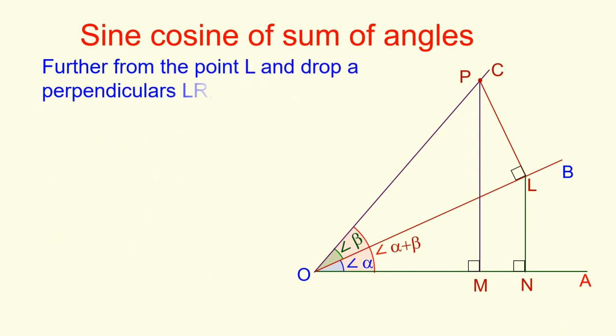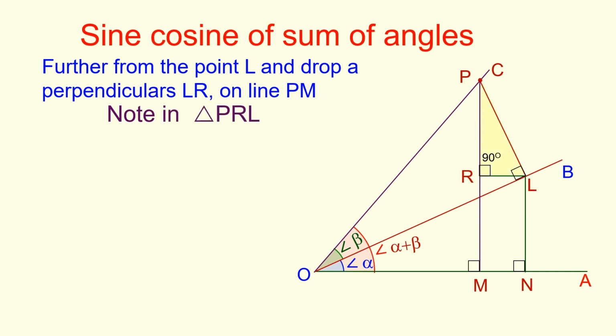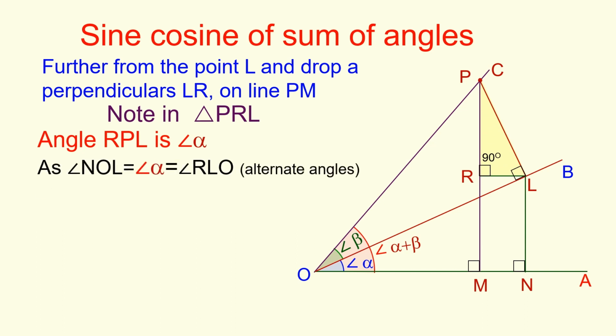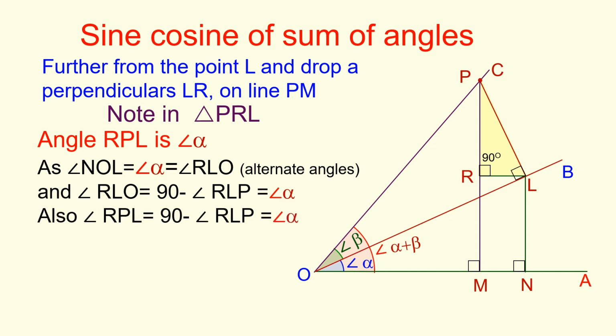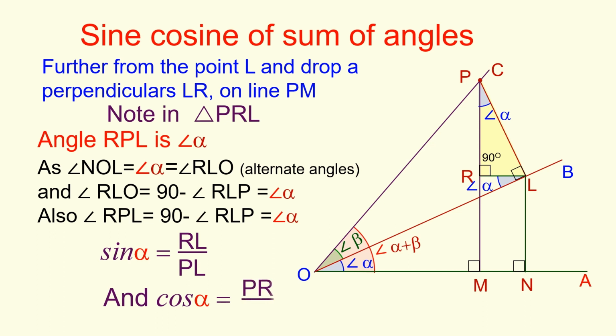Further from the point L, drop a perpendicular LR on the line PM. Note in triangle PRL, angle PRL is 90 degrees. As angle NOL and angle OLR are alternate angles and equal to angle alpha, and also angle RLO equals 90, angle RLP equals angle alpha. Also angle PRL equals 90, so in triangle PRL, angle RLP equals angle alpha. So the sine of alpha equals RL divided by PL. And the cos of alpha equals PR divided by PL.